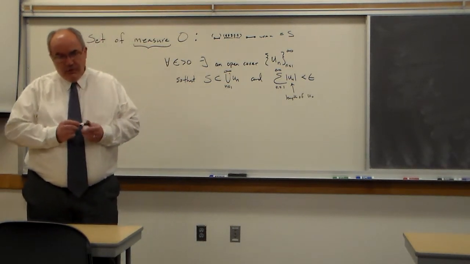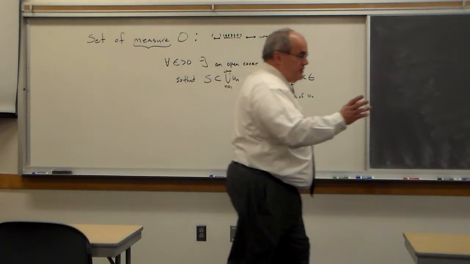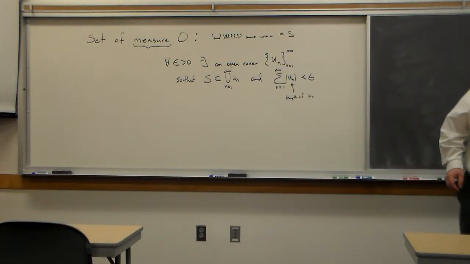So basically, you cover it with open sets such that the sum of the lengths of the open sets goes to 0. It's arbitrarily small. Oh, that makes sense.